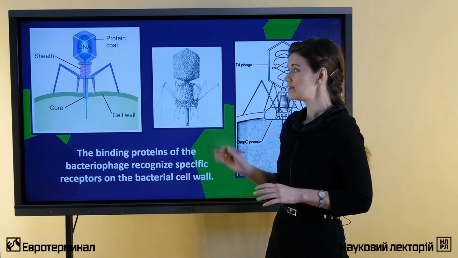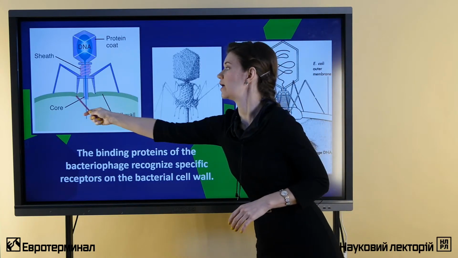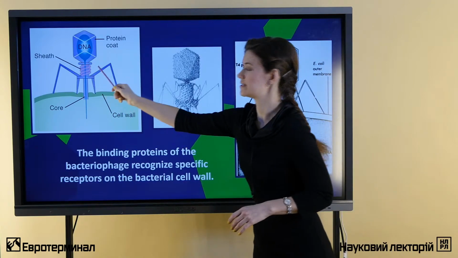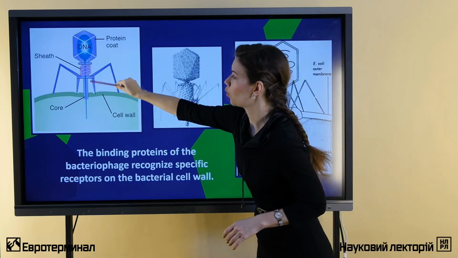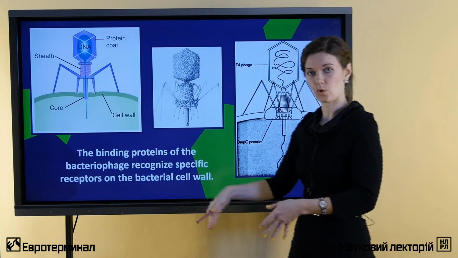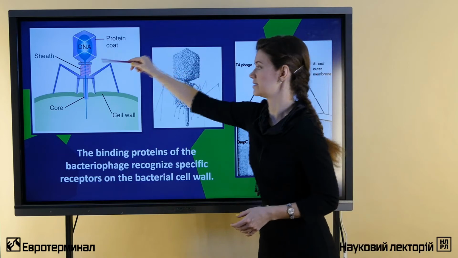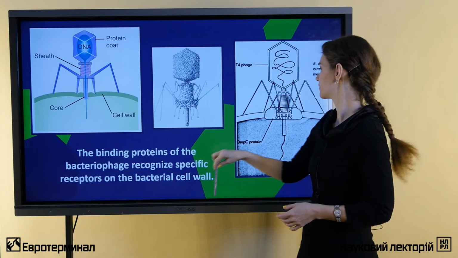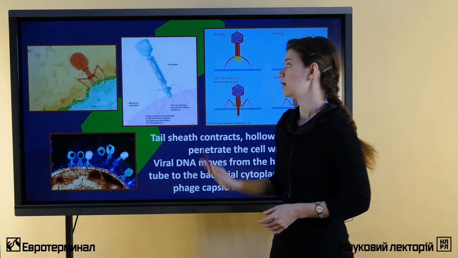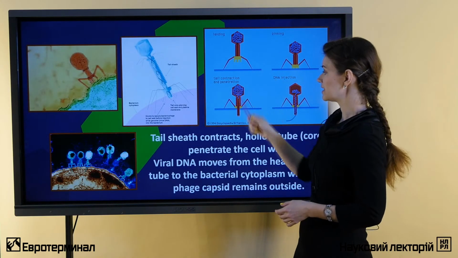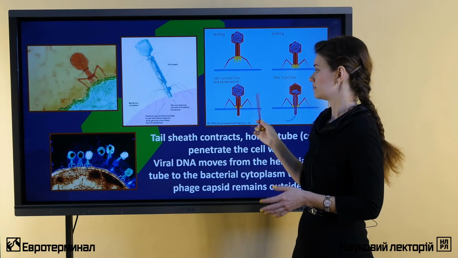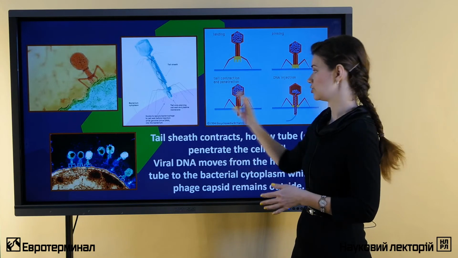So, when the phage connects to the cell wall of the bacteria, as I already told you, it contracts its tail. And its inner core, remember we talked about it, breaks through the cell wall and the phage injects its DNA into the cell. So its genome gets into the cell. But the phage itself remains outside the cell. So the capsid protein doesn't get into the cell, only the genome of the phage.